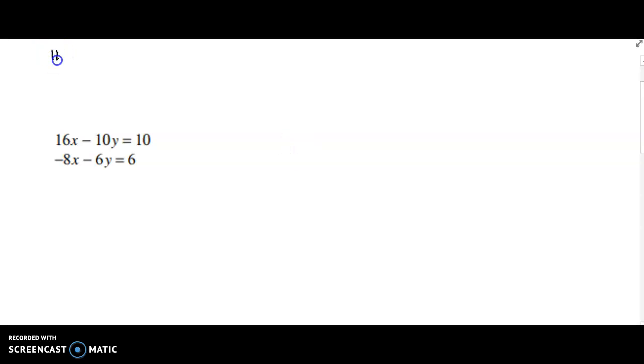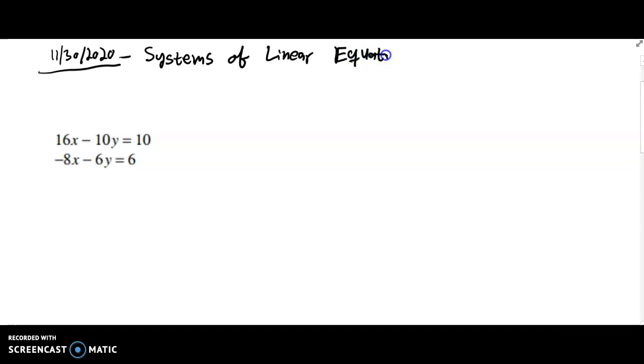Today is Monday, November the 30th, and our topic for today is systems of linear equations. Linear because we're only dealing with straight lines, and system because it's more than one equation. Each set has two equations.